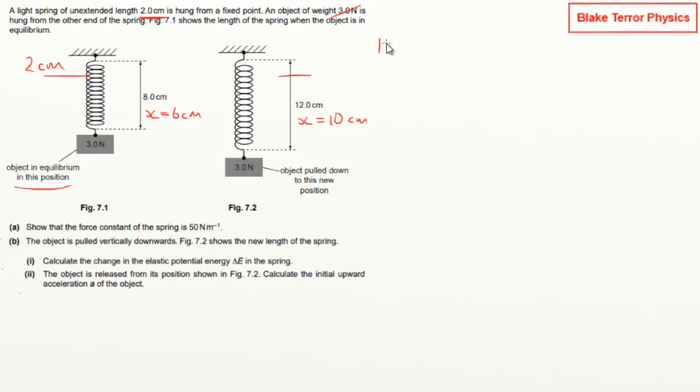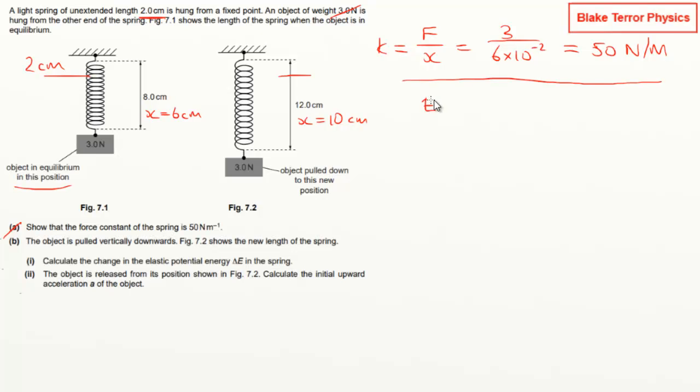So the force constant, k, that is our constant of proportionality in Hooke's law. That's our F divided by x. So that is 3 newtons divided by a 6 centimeter extension, 6 times 10 to the minus 2. So that's a half times 100, 50 newtons per meter. So that's a nice starter. Object is pulled down vertically. Yeah, we've now got an extension of 10 centimeters. Calculate the change in the EPE.